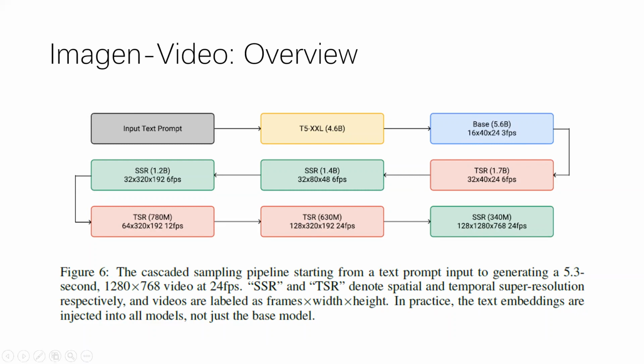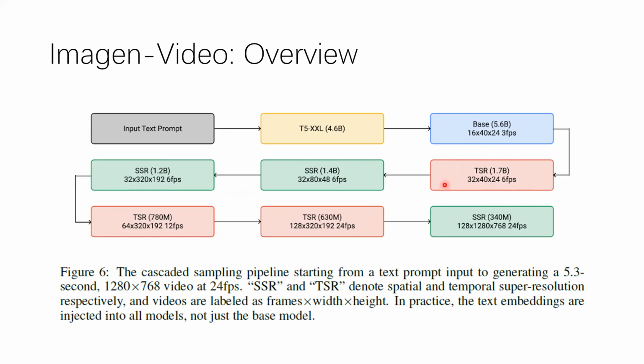And then this second, maybe I can use a laser pointer. This second TSR, the temporal super resolution model, increases the number of frames in this video. So it increases to 32 frames, and each second will contain 6 frames. But the resolution of the image is the same.